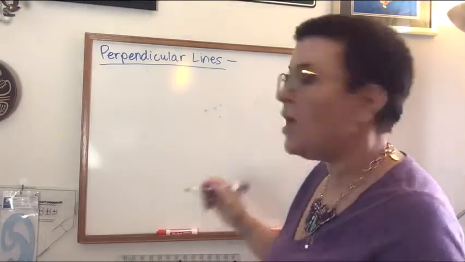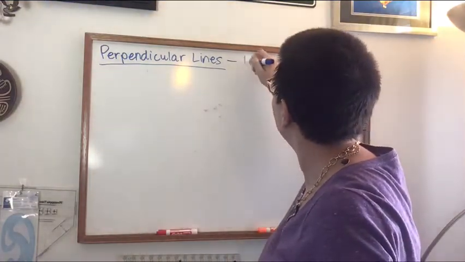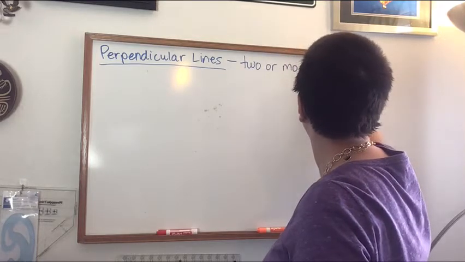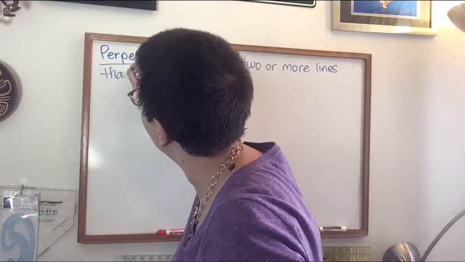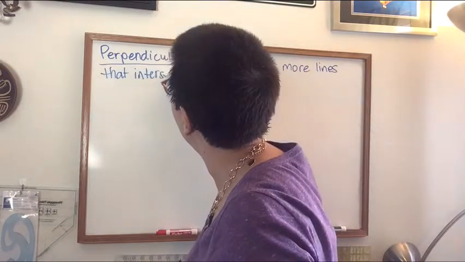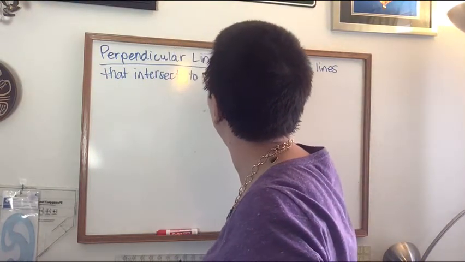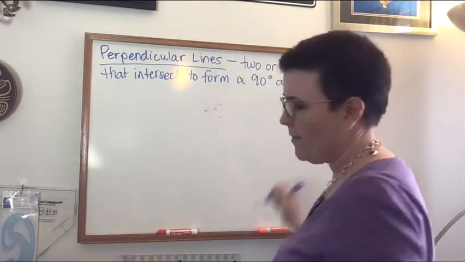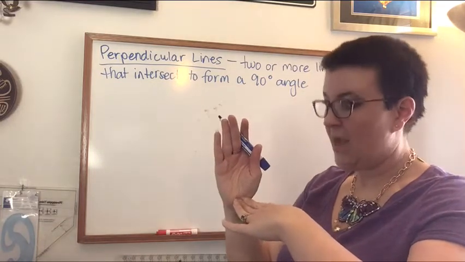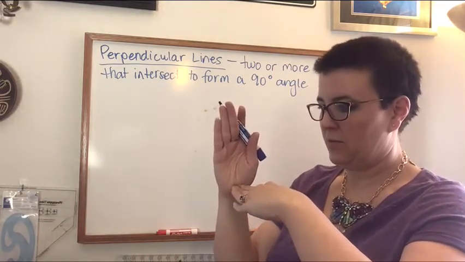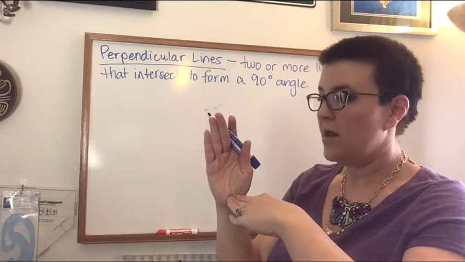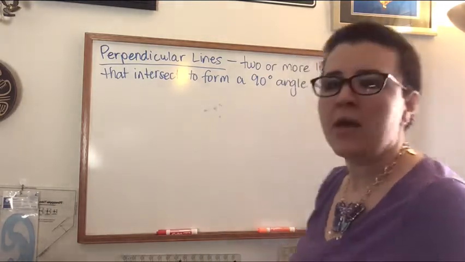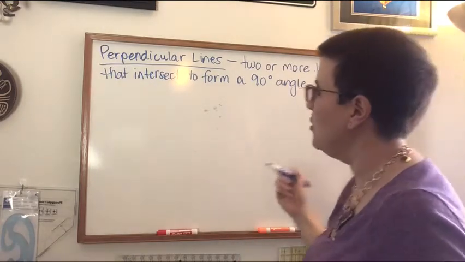Alright, perpendicular lines are two or more lines that intersect to form a 90-degree angle. Is 90 degree even a degree? Yes, 90 degrees is exactly like that. Okay, like this? So like a right angle. So like a square angle. Yeah. Okay, so, all right, now, why is this important?